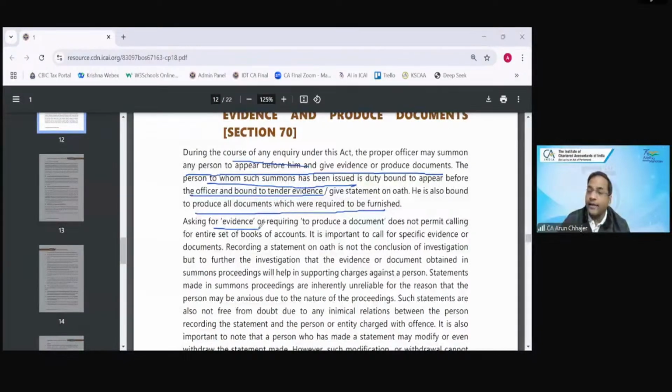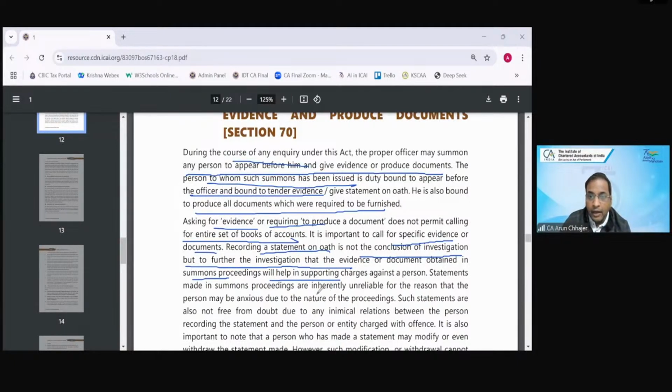Asking for evidence or requiring to produce a document does not permit calling for the entire set of the books of accounts. It is important to call for specific evidence or documents. Recording the statement on oath is not the conclusion of investigation, but to further the investigation, so that the evidence obtained in the summons will help in supporting the charge against a person.